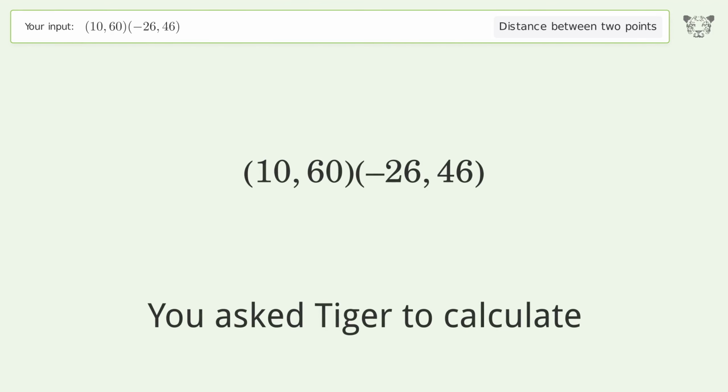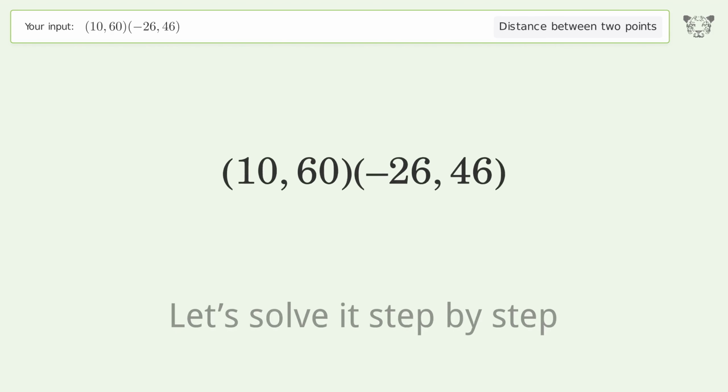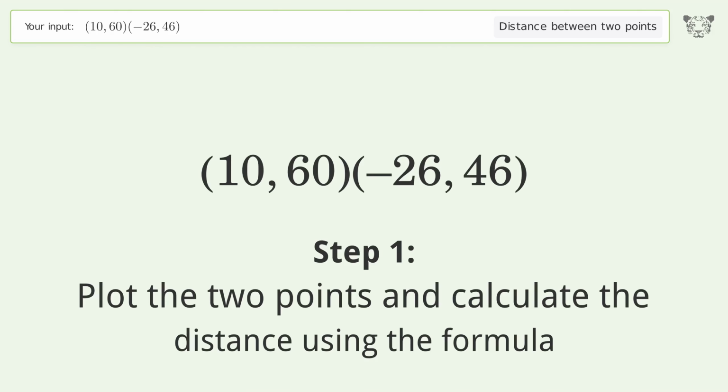You ask Tiger to calculate. This deals with the distance between 2 points. The distance between the 2 points is the square root of 1,492, or 38.626. Let's solve it step by step. Plot the 2 points and calculate the distance using the formula.